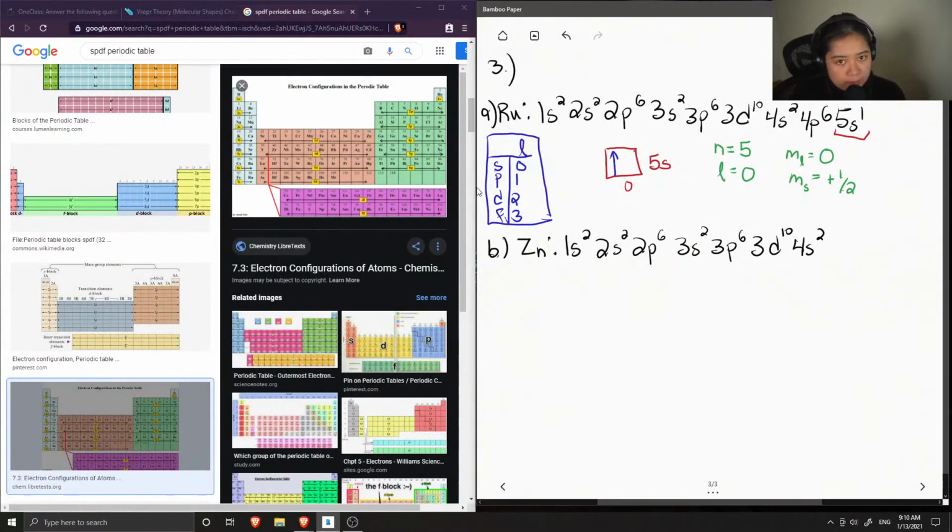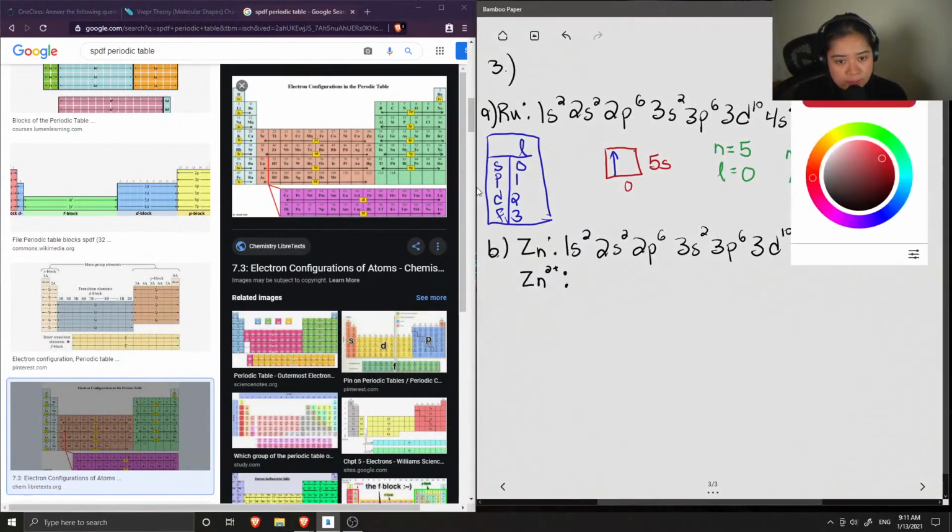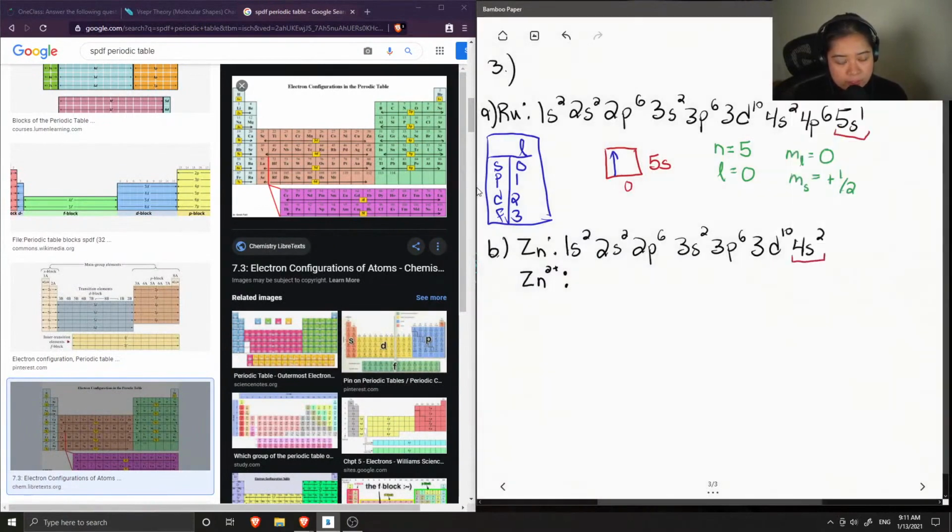Okay, so now if we have a zinc that has a 2+ charge, this means that 2 electrons were removed. So the electrons that are going to be removed are the ones from this 4s subshell. So now we can write our new electron configuration. It's just going to be the same thing, except it's going to be missing the last 2 electrons.